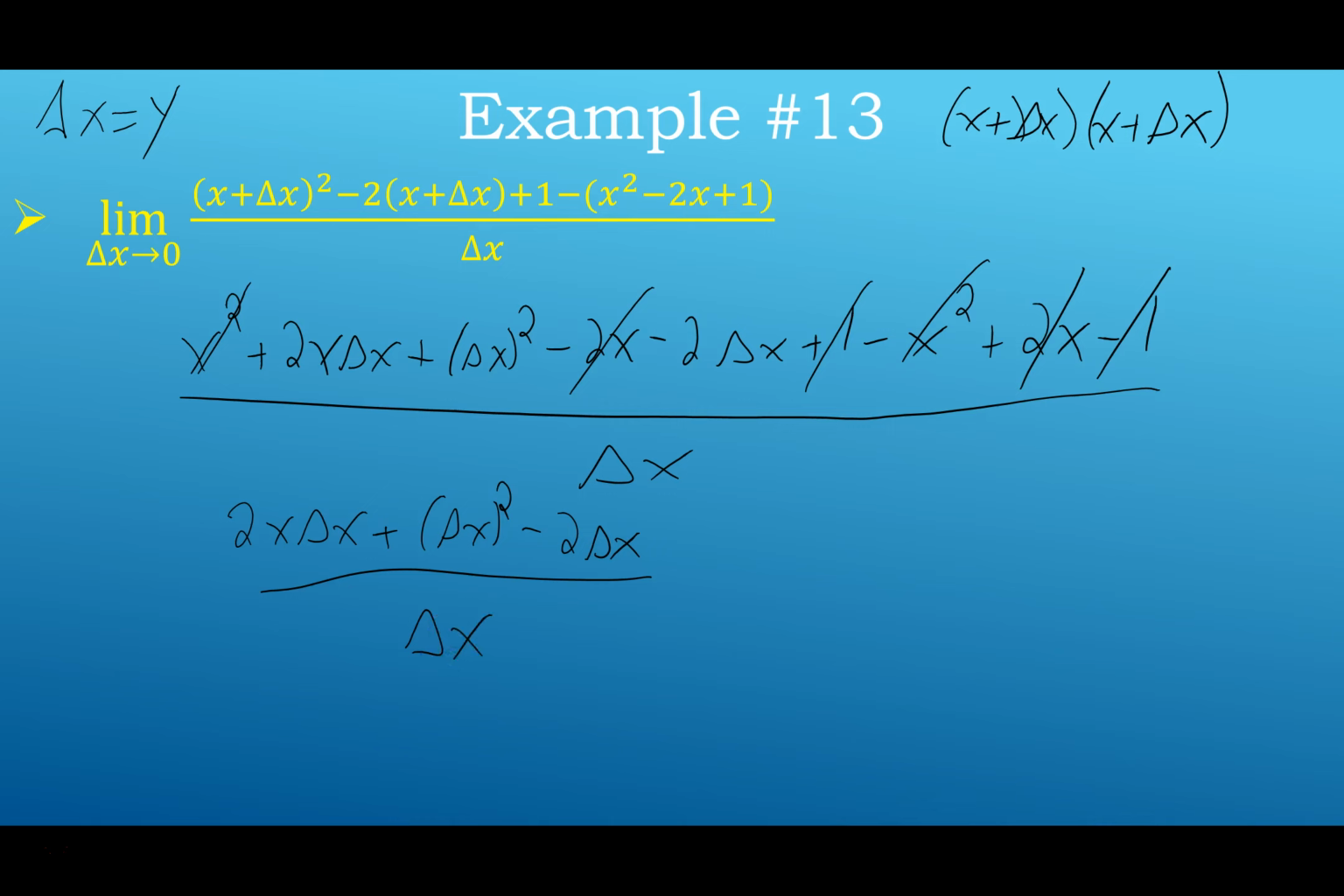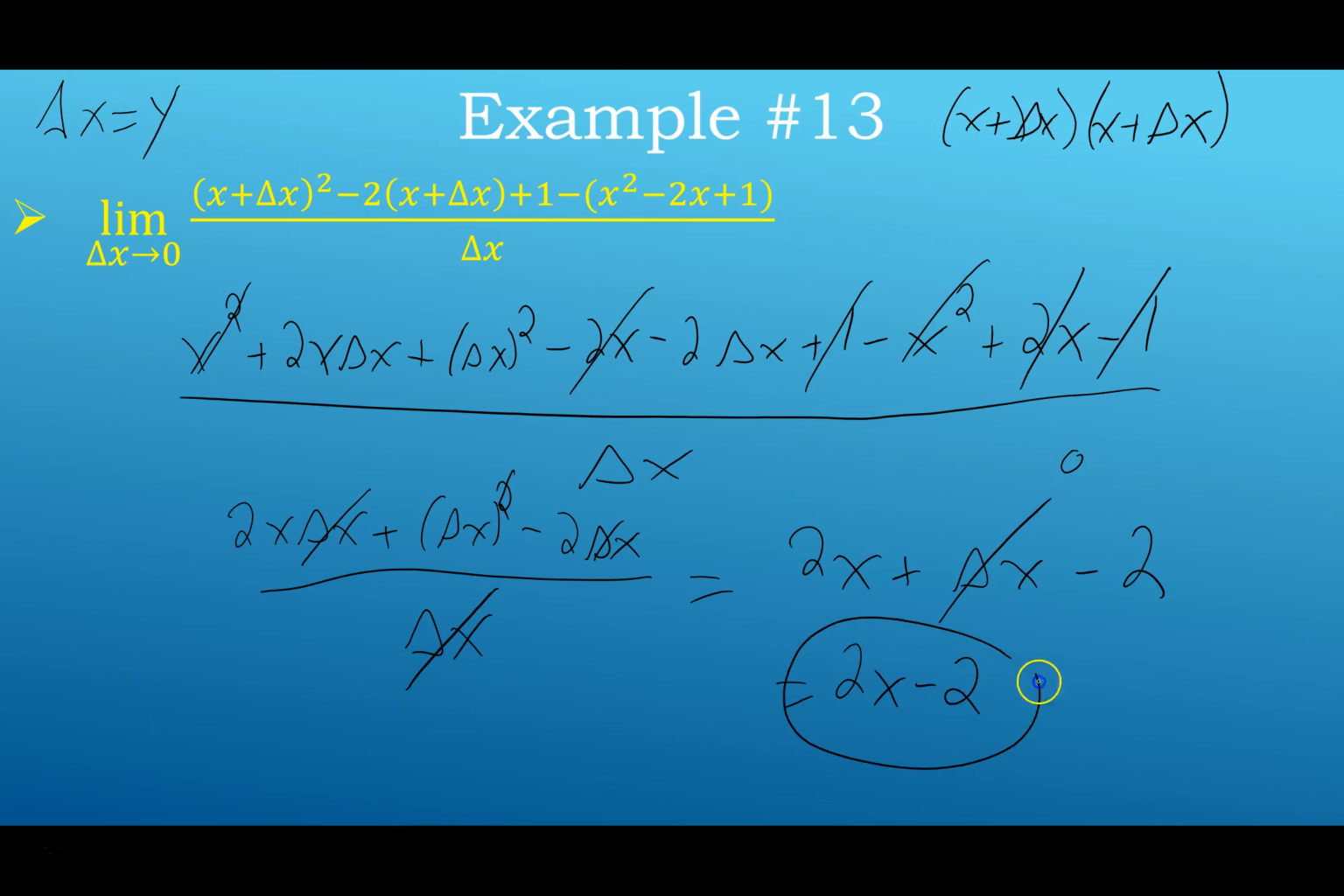And I notice that, wait a minute, I have delta x everywhere up top. So I can cancel one of my delta x's in each expression with the delta x in the bottom, leaving just 2x plus delta x minus 2. I plug in 0 for delta x, and I just get 2x minus 2.